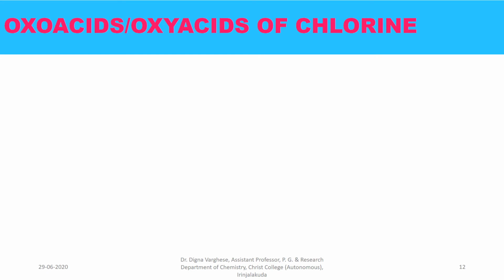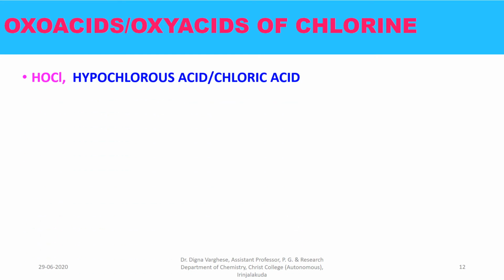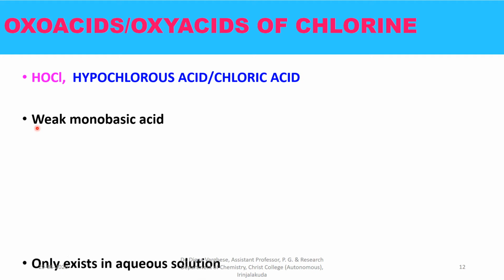Oxoacids or oxyacids of chlorine. First one is hypochlorous acid or chloric acid, in which the oxidation state of chlorine is +1 and the molecular formula is HOCl. It is a weak monobasic acid.